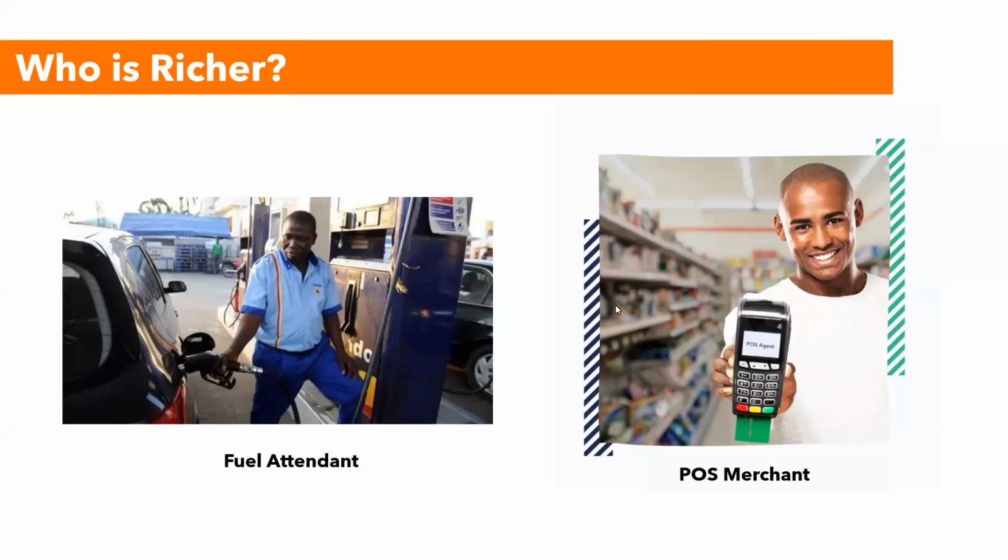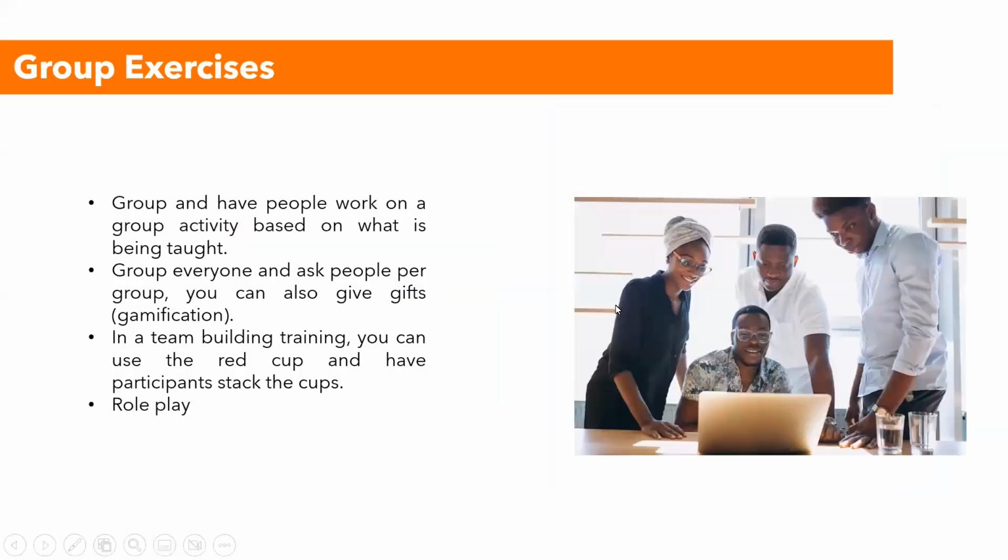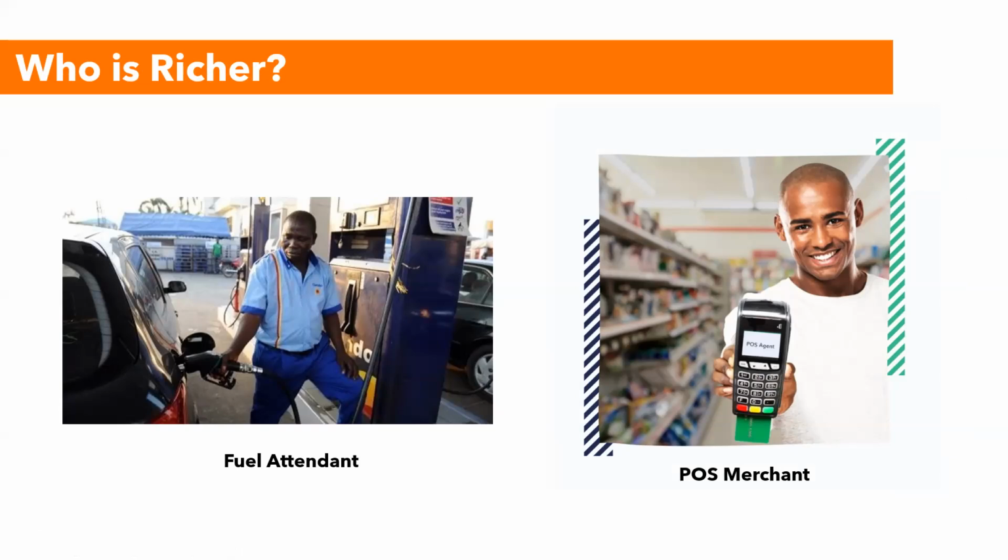Now, what we just did was actually to make the class engaging. Just by having people speak, you are already having an engagement. Something else you can do to have an engaging session: it's important that you use group exercises. I spoke to this already, but group people and have them work on group activities. This is very important. Ensure that you put people in groups.